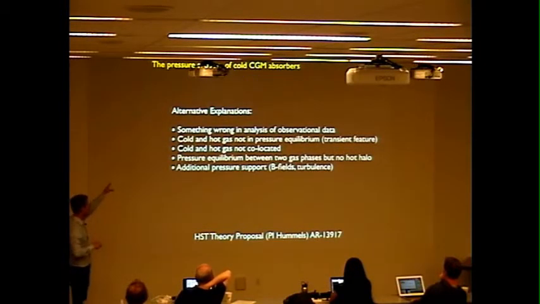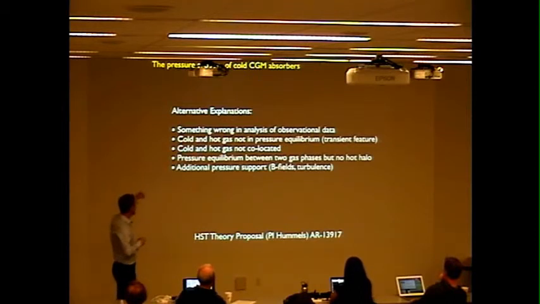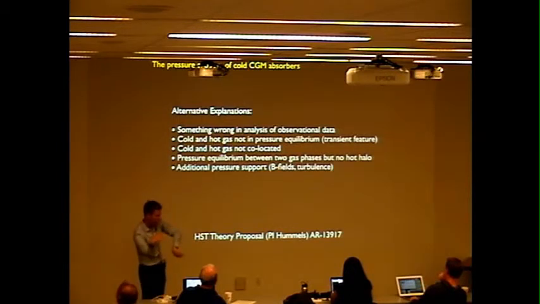Okay. So of course there could be something wrong in the analysis of the observational data, but there are a bunch of other things. Even if that observational data has been analyzed properly, it could be that the cold and hot gas are not in pressure equilibrium. These are transient features, like cold gas comes in clumps and then immediately dissolves, and it's just constantly being repopulated in the CGM. You could have the hot and the cold gas in different regions, so they aren't necessarily in pressure equilibrium because they're in different parts of the galactic halo.